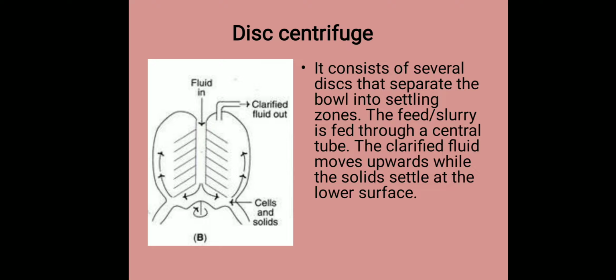The next type is called the disc centrifuge. This disc centrifuge is similar to the tubular centrifuge, whereas in the disc centrifuge there are various plate-like materials attached. It consists of several discs that separate the bowl into settling zones. The feed or the slurry is fed through a central tube. During this, a centrifugal force is applied where the cells will settle at the bottom and the clarified liquid can be sent out. So, that is about the disc centrifuge.